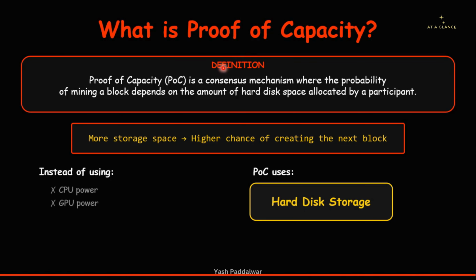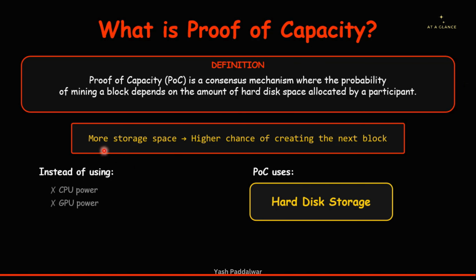First, we'll be looking at the official definition of proof of capacity. Proof of capacity, POC, by definition, is a consensus mechanism where the probability of mining a block depends on the amount of hard disk space allocated by a participant. Yes, this is the rule.